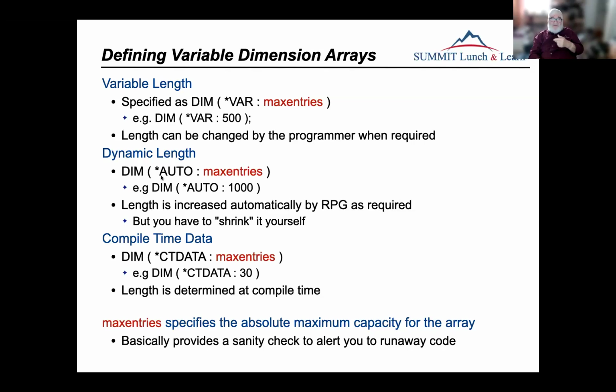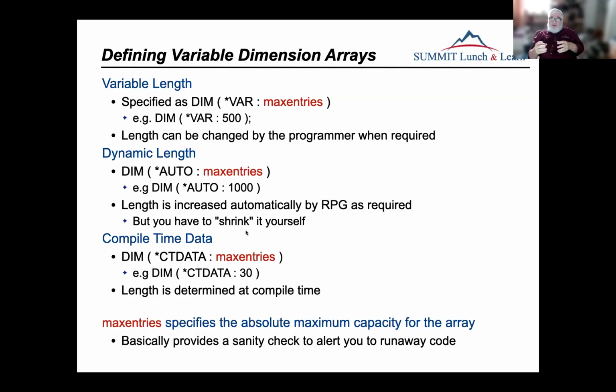Dynamic, you specify dim auto, and again with the sanity value. RPG will automatically increase its length. So if you were to try and say, put this thing into element 101, RPG would go, oh, the array's only 100 or 10 long at the moment. Okay, I need to make it 101 long so I can put this value in. And it will do that for you automatically. Now, you do, however, have to shrink it back yourself.